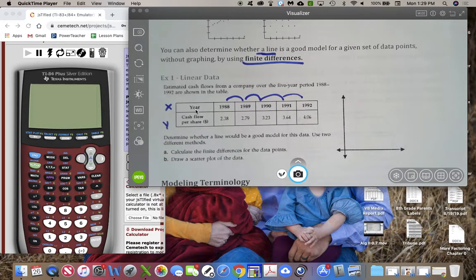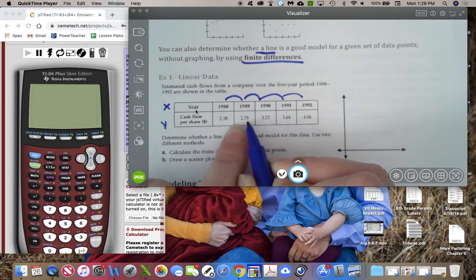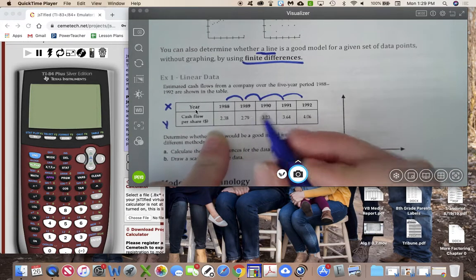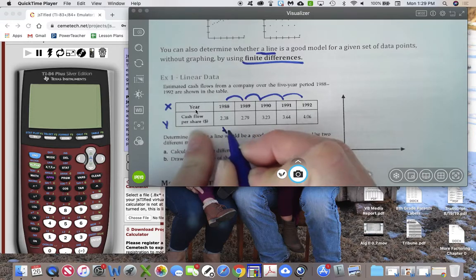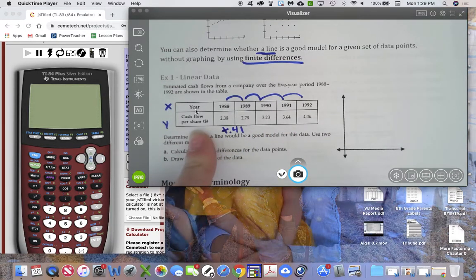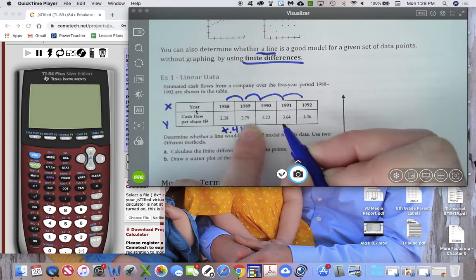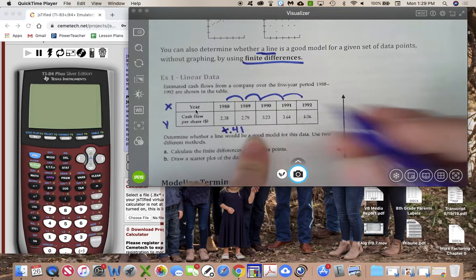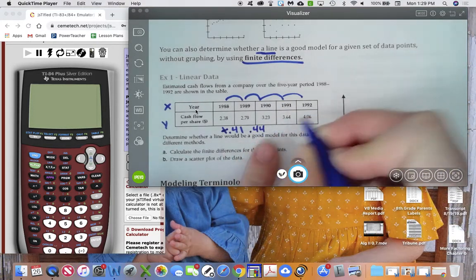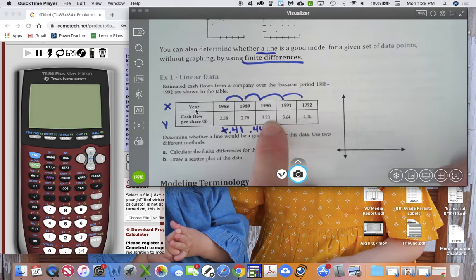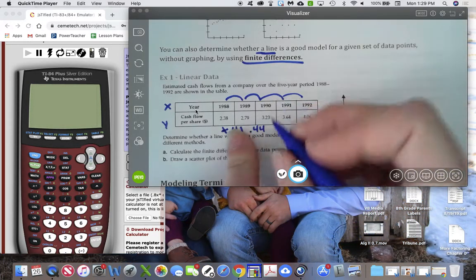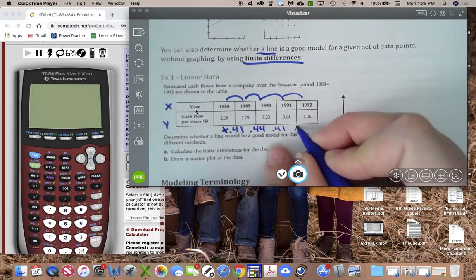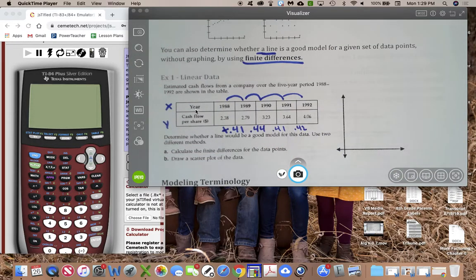Now the y coordinates, I'm going to figure out how much I'm going up or down by each time, right? So I look at my second year, 2.79, and I'm going to subtract 2.38. What is 2.79 minus 2.38? So you are adding 0.41 each time, right, to that one. Now, if I do 3.23 minus 2.79, how much am I adding there? 0.44 I'm adding. Okay, do the same thing. 3.64 minus 3.21. 0.41. Okay, last one. 4.06 minus 3.64. 0.42. Now, is that exactly the same that I'm adding every single time? No, but it's pretty darn close, right?